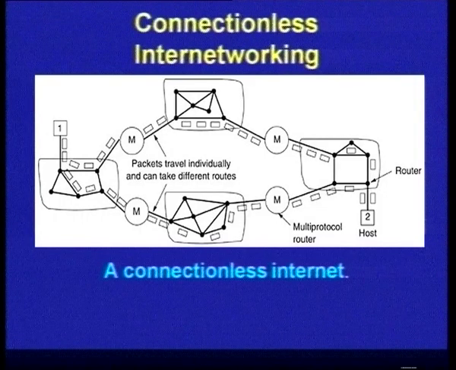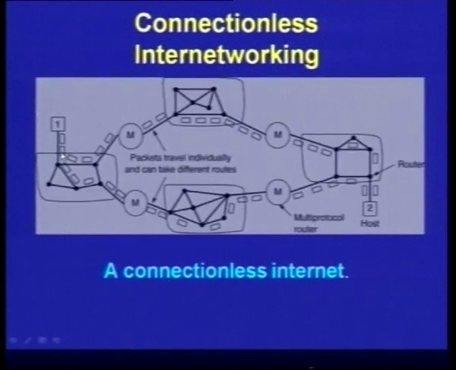An example of the connectionless network would be something like this. This is an example of a network here. So I have data coming in from 1, which is a source, to the destination 2, which is another host. So now data can go through multiple paths. Now you can see that there are multiple networks here and multiple routers that it may go through, and finally it will reach the destination. So this is an example of a connectionless internetworking mechanism that can take place.